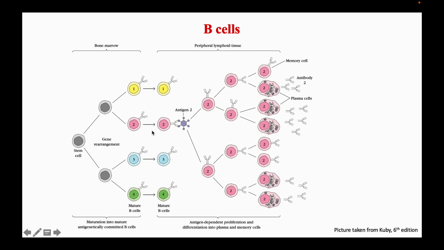So only this second B cell recognizes the antigen, whereas 1, 3, 4 do not, and hence 1, 3, 4 are destroyed in the peripheral lymphoid tissue, and the second B cell undergoes antigen dependent proliferation and differentiation. After proliferation of these B cells into many clones of the second B cell, they undergo differentiation to form plasma cells and memory cells. These are the two important cells which B cells differentiate into.